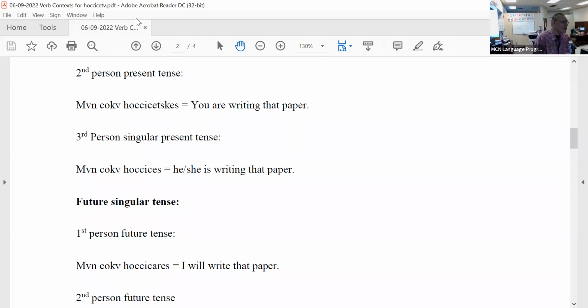Once again, the letters ES, but it has a small E sound on it. Make sure you pronounce it with the small E sound, because if you don't, you're going to say something completely different. Hotejas is put on the end of the word hotejida. Drop the ETV and it becomes hotejas. Toga hotejas. He, she is writing that paper.